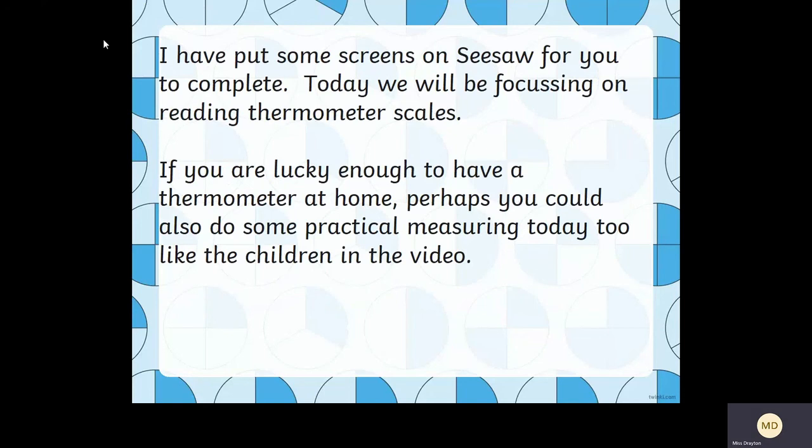So if you do have a thermometer at home, maybe you could do some practical measuring. I don't have one in my home, so I haven't been able to do any to show you. But if you can, great. If not, please don't worry, I have put some screens on Seesaw for you to complete. Today, we will be focusing on reading the thermometer scales.